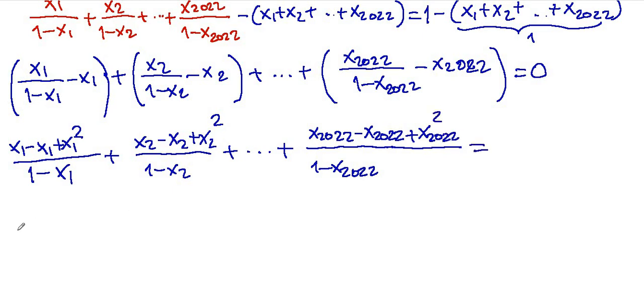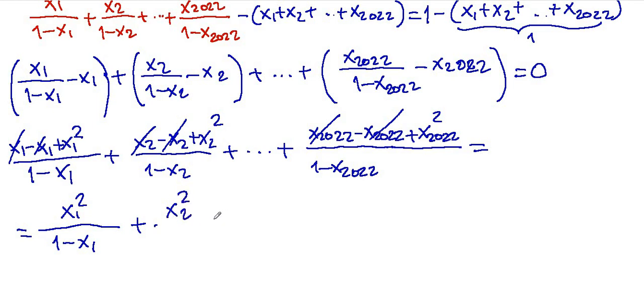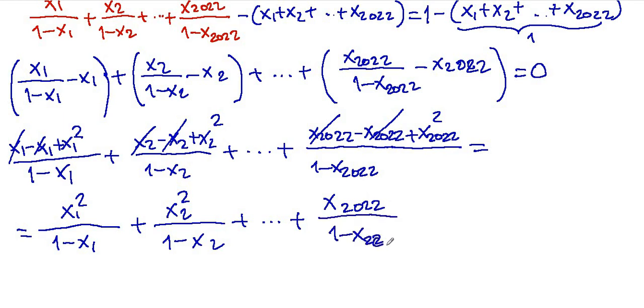Therefore this is equivalent to: x1 will be cancelled, x2 will be cancelled and so on, and x2022 will be cancelled. So we'll get x1 squared divided by 1 minus x1 plus x2 squared divided by 1 minus x2 plus and so on plus x2022 squared divided by 1 minus x2022. As we see, the right hand side was 0, so this is equal to 0.